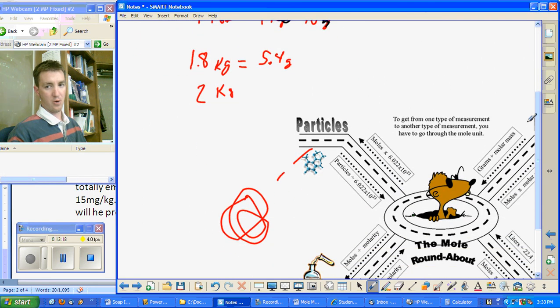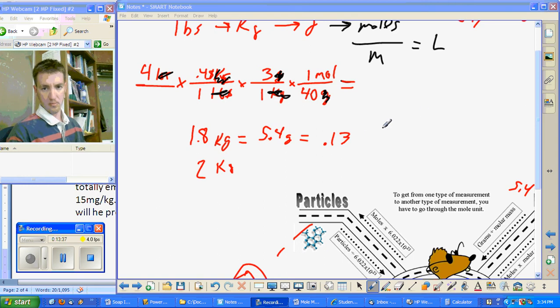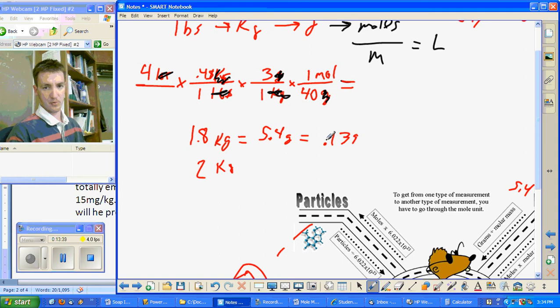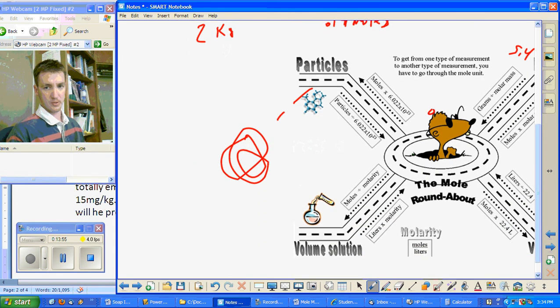So now I'm here. I have 5.4 grams. So what do I do with 5.4 grams? I take it divided by the molar mass, and that would tell me I've got 0.135, which we round to sig figs, we'd say 0.14 moles of NaOH that ate. So this is 0.14.